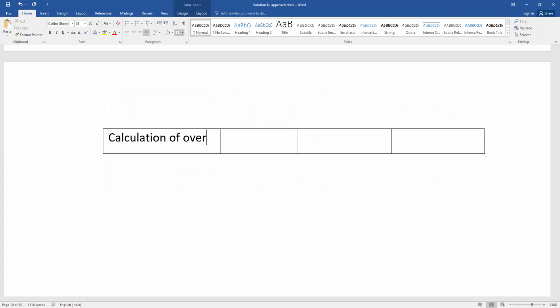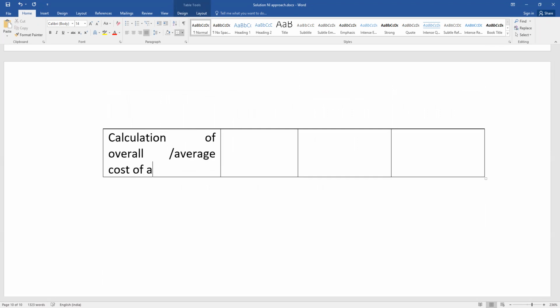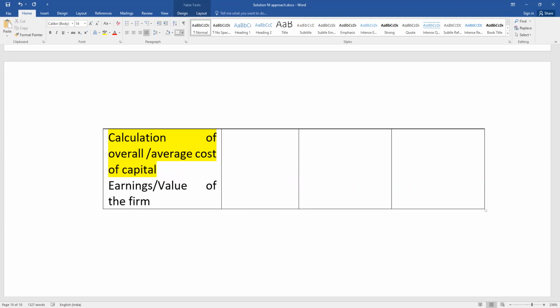Calculation of overall or average cost of capital. So how do you calculate the average cost of capital? The formula is equal to earnings divided by value of the firm. Remember, earnings is not the amount available to equity shareholders. It is the EBIT or net operating income divided by the value of the firm.